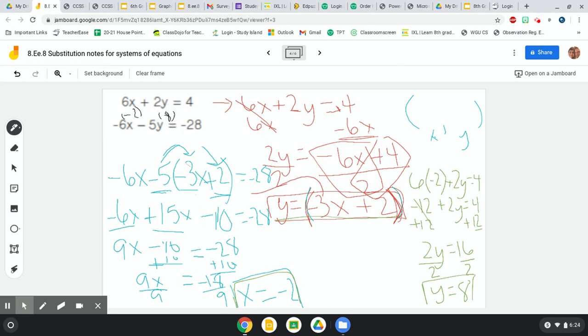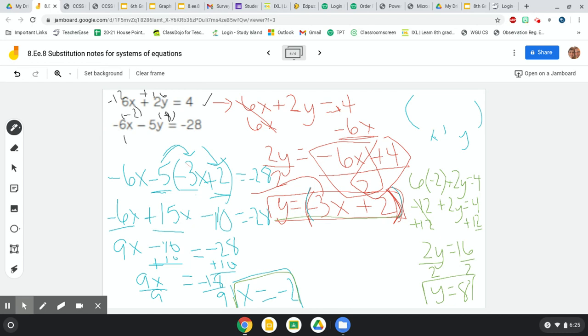Okay, so I'm looking at that top equation. 6 times negative 2 gives me negative 12. Plus, well, 2 times 8 gives me 16. Well, that does equal 4, so this is true. So I know that that first equation checks out, okay? Going on to my second equation.